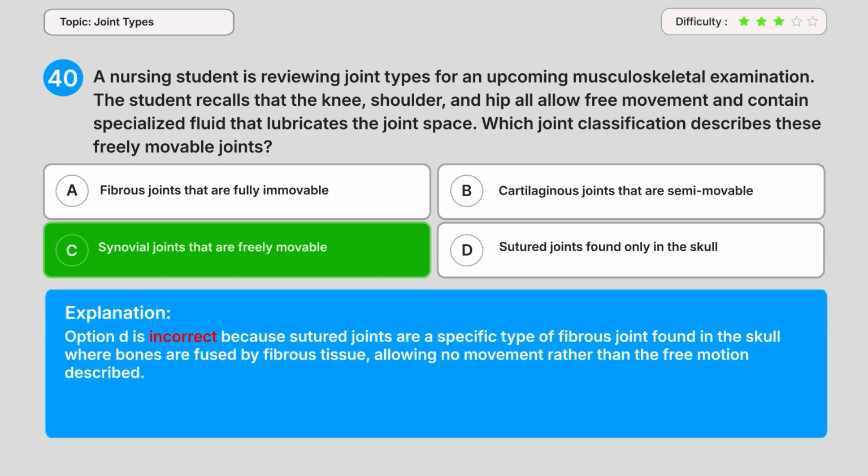Option D is incorrect because sutured joints are a specific type of fibrous joint found in the skull where bones are fused by fibrous tissue, allowing no movement rather than the free motion described.